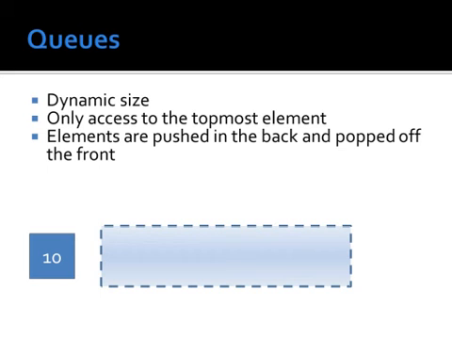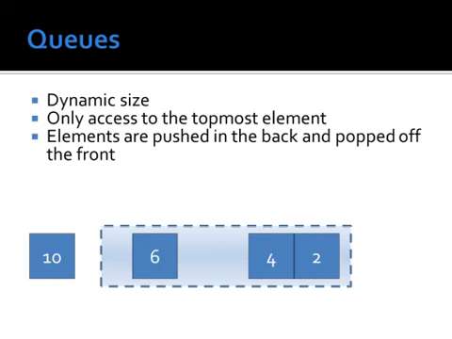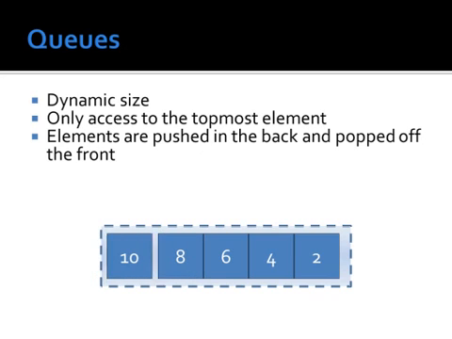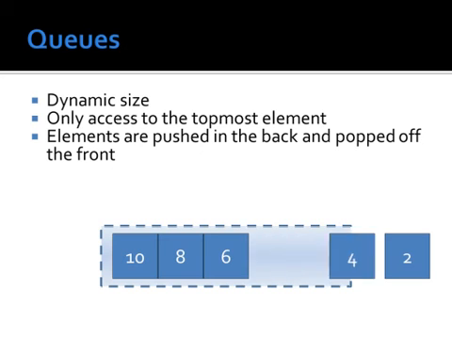Queues are very similar to stacks. They are also dynamic in size and will grow as you add more elements. But the difference between stacks and queues is that elements are added to the back of the queue instead of onto the top of a stack. When you want to remove elements from the queue, you dequeue them from the front.